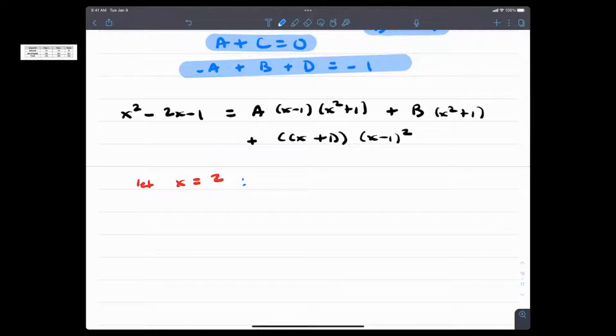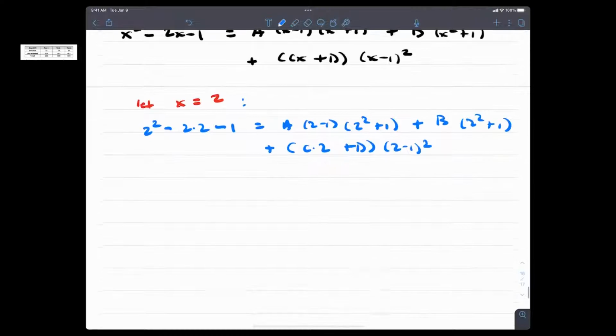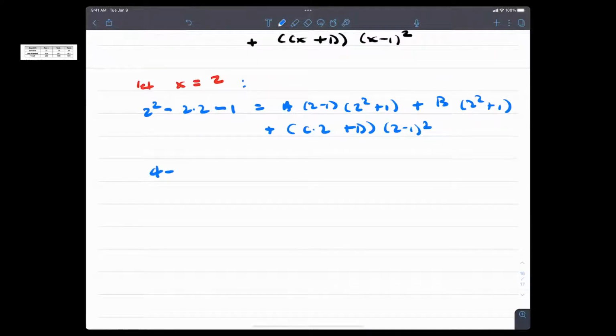All right, let's try to crank this out. Here we go. 2 squared minus 2 times 2 minus 1. A times 2 minus 1 is 1, right? So I'll write every detail. And then you get c times 2 plus d. 2 minus 1 squared. 4 minus 4 minus 1 is a times 5 plus 5b plus, is that 2c? Plus d times 1, right?